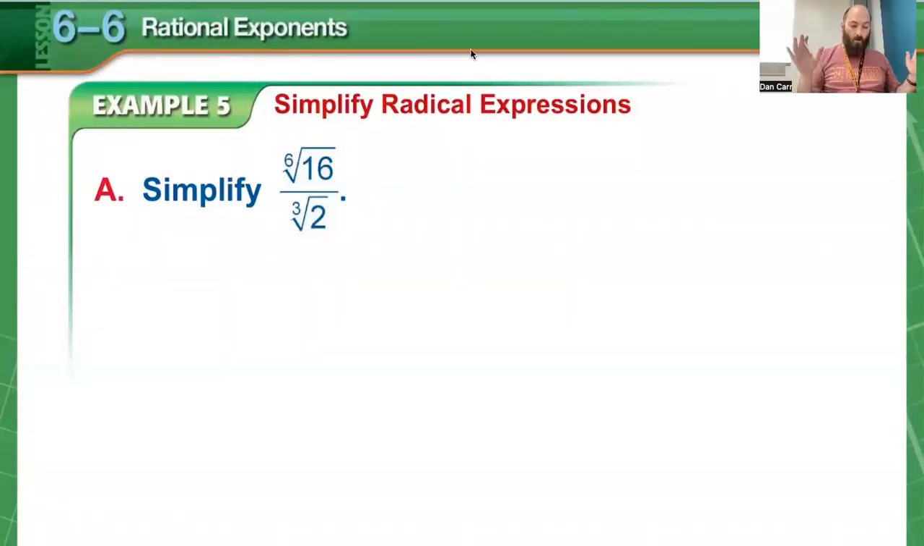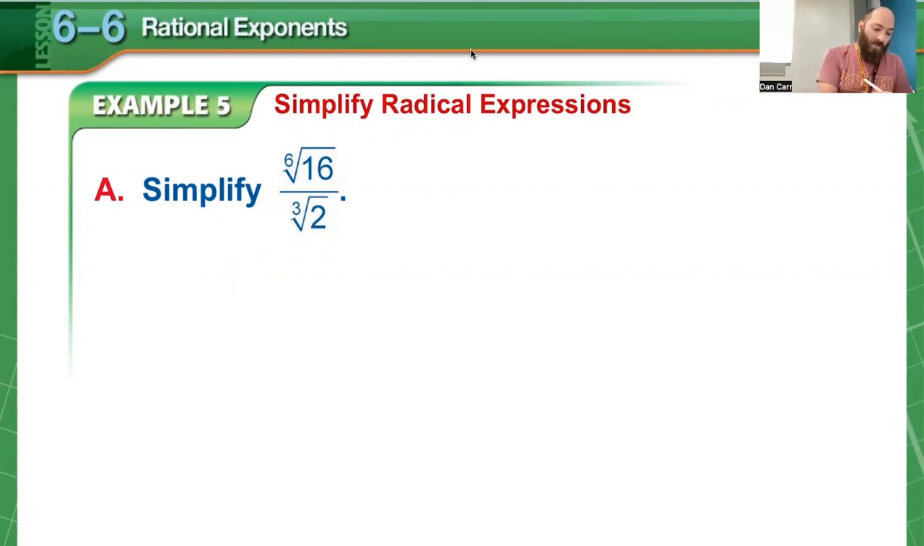Okay, so sorry. Hi again, it's Mr. Carr. Today we're going to be looking at 6 day 2, and this is going to be more with our radical expressions. We are still going to use our rational exponents as part of that, though. So we want to simplify these.